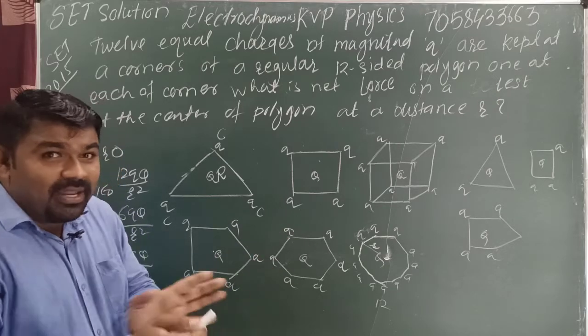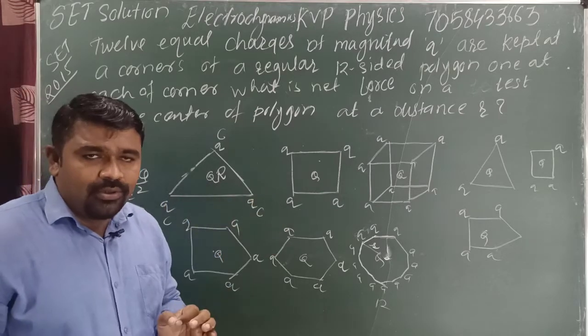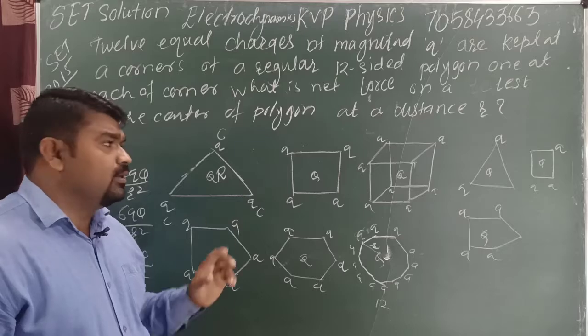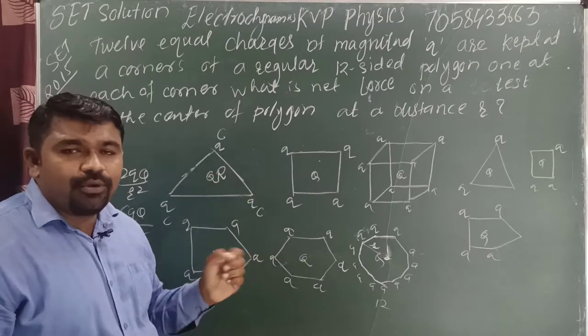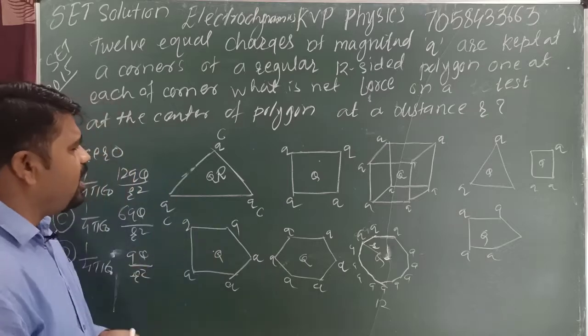Yes or no? Suppose the medium also changes, at that time the force also changes, but we can take F equal to Q1Q2 upon 4 pi epsilon naught R square. This is in free space. So here we come to the point.